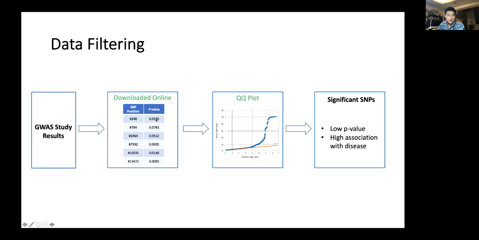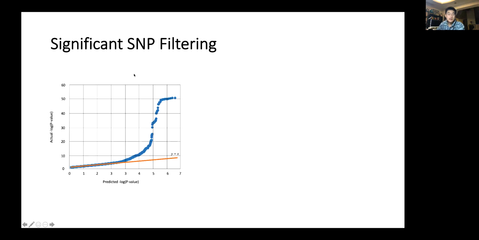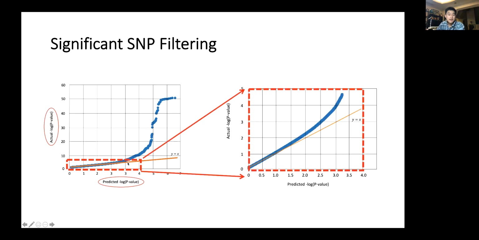And so with this data I downloaded from the internet, I then used the QQ plot to identify the significant SNPs and filter out the insignificant ones. So a significant SNP means a very low p-value, which means a higher association with that disease. So this is a very detailed explanation of how I filtered my SNPs. It's through a standard process called QQ plots. So first I took the negative log value of the p-values I obtained online, and I also took a negative log of essentially the p-values that I would expect if all of these SNPs were insignificant. And so from that, let's zoom in on this place.